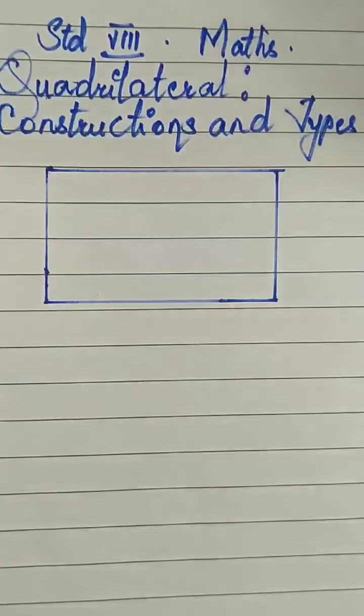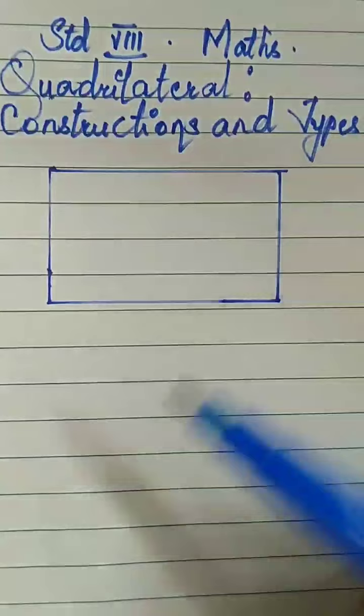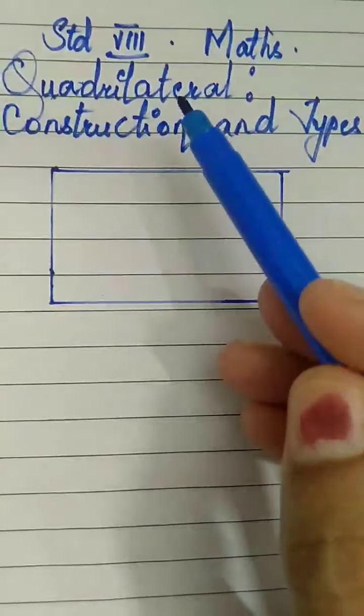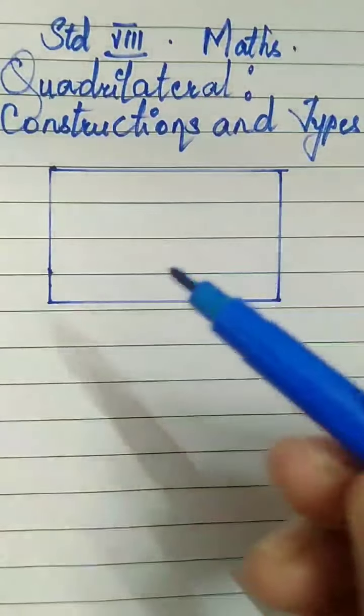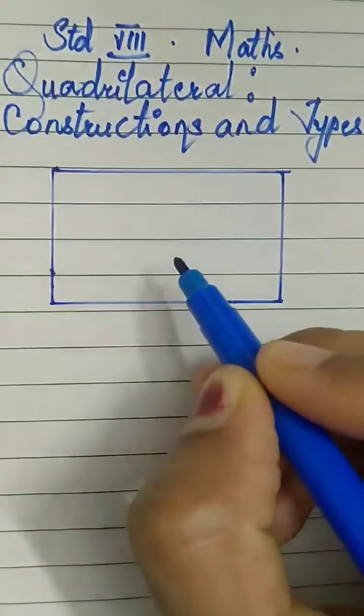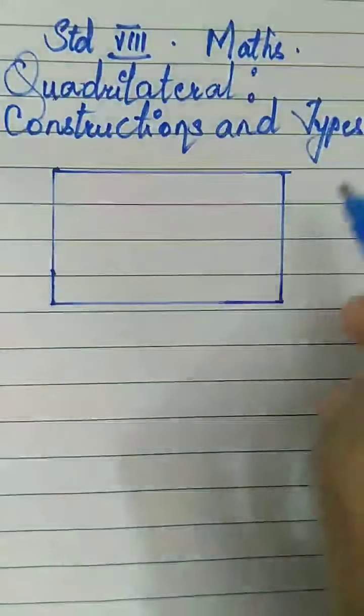All my dear children, we are back with the chapter Quadrilateral Construction and Types. Now today let us learn a few more types of quadrilaterals. I will start with the easiest one which you already know about. It's a rectangle. So I have drawn a rectangle.